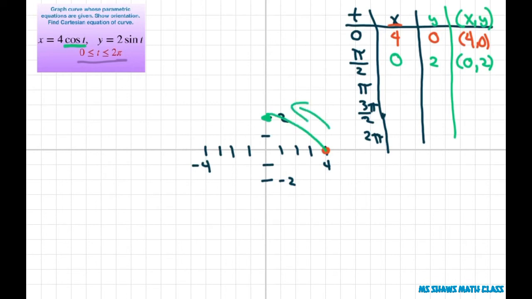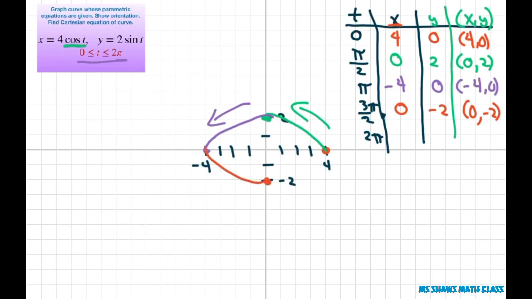All right. Next, we have pi. Cosine of pi is -1 times 4 is -4. Sine's going to be 0, so -4, 0. So we're here now. Keep going around this way. And now let's do 3 pi divided by 2. Cosine of 3 pi divided by 2 is 0. And sine of 3 pi divided by 2 is -1. That gives you -2. So you have 0, -2. So here we are there.